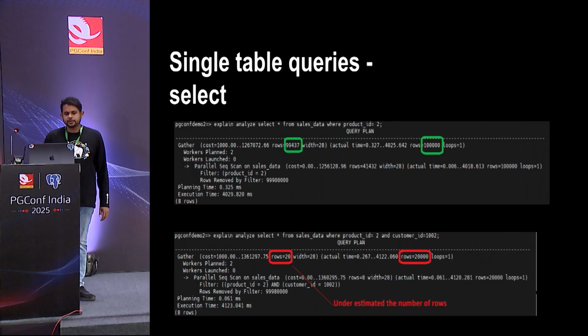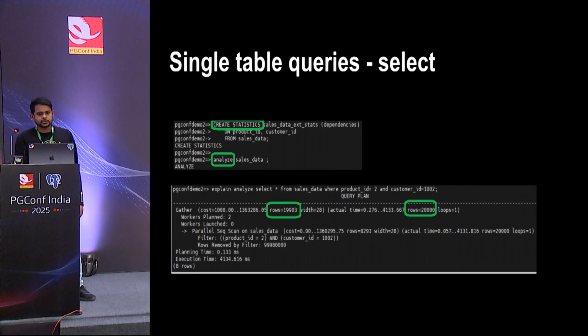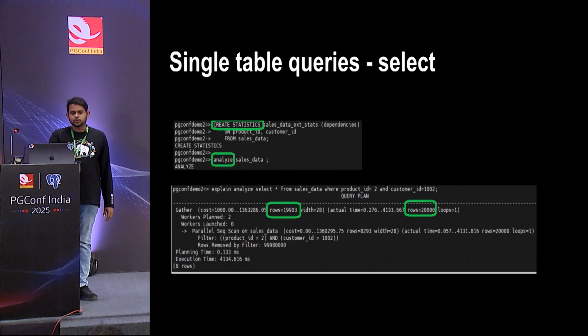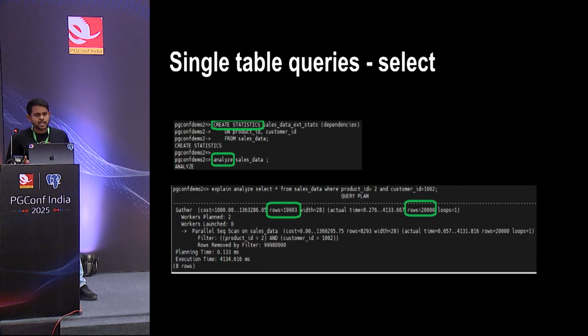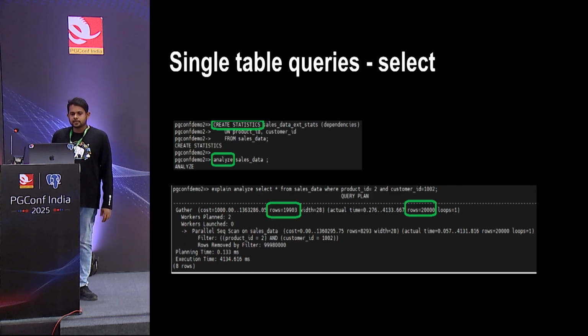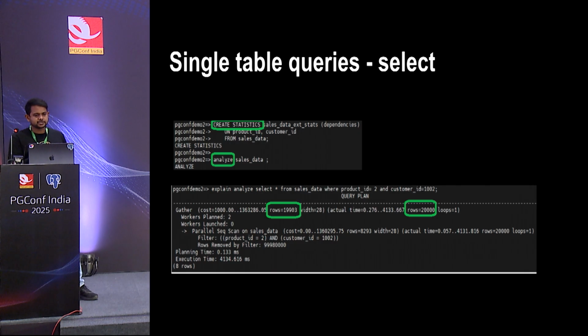So how do we get rid of this problem? For this, we need to create the statistics. We can create these extended statistics using the CREATE STATISTICS statement. I have created the statistics on the two columns which I am using in the query, and then I analyzed the table so that the stats get collected around these two columns. And then I reran the query. If you see here, the planner has estimated around 19K rows, which is close enough. So this is about the select query.